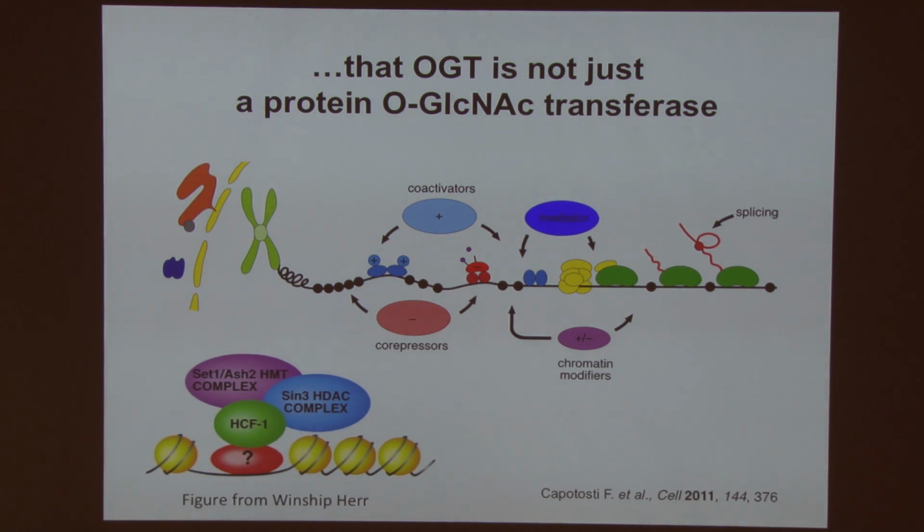And so in 2011, Winship Her and another group published papers, which came out around the same time, in which they reported that this protein HCF1, which stands for host cell factor 1, is a chromatin-associated protein. It's found in a lot of chromatin complexes. It's also found in a lot of transcription complexes, and it needs OGT in order to be proteolytically matured.